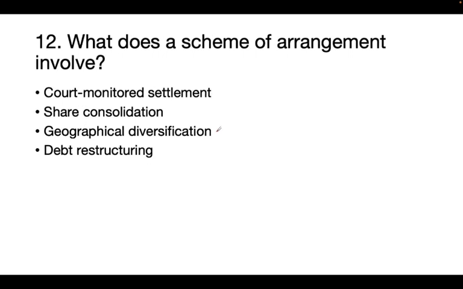Next question. What does a scheme of arrangement involve? Options are court monitored settlement, share consolidation, geographical diversification, debt restructuring. So the correct answer is court monitored settlement.